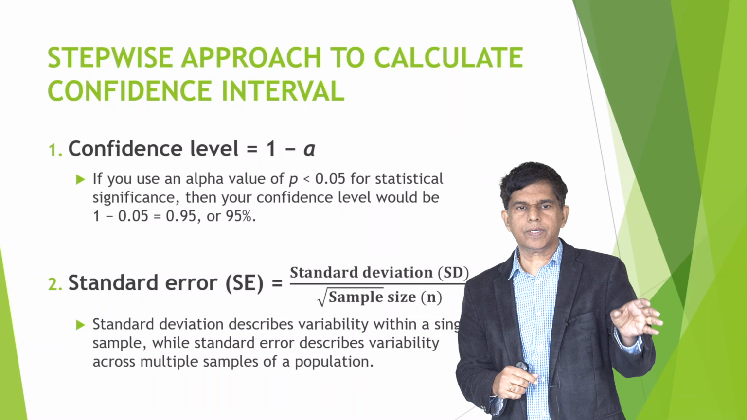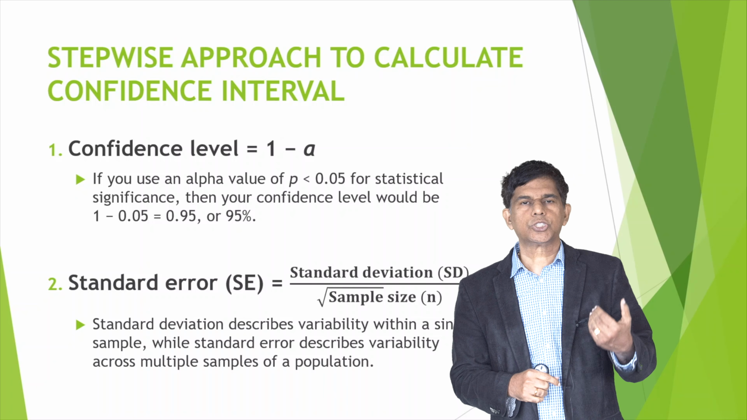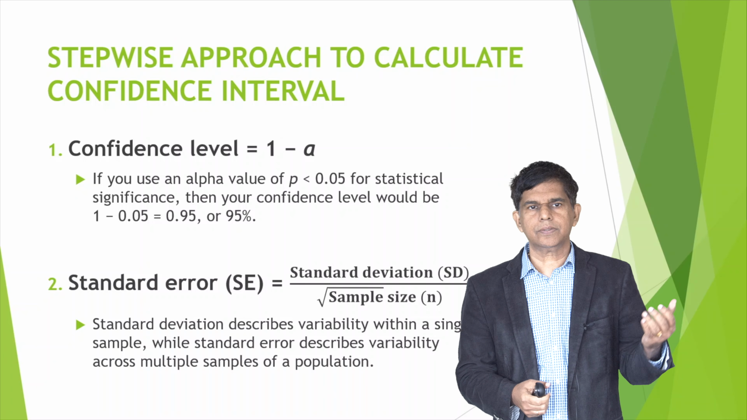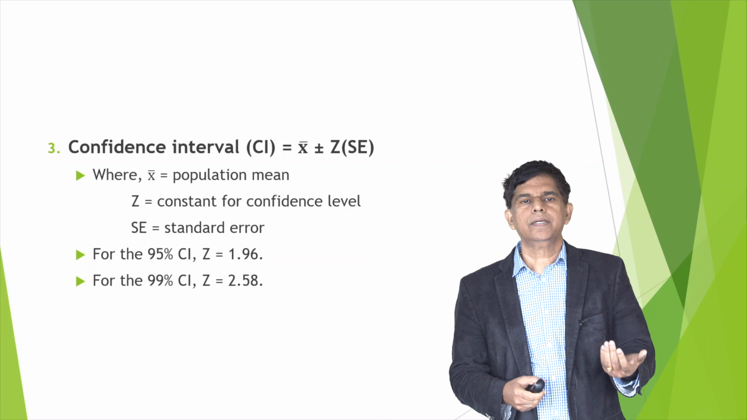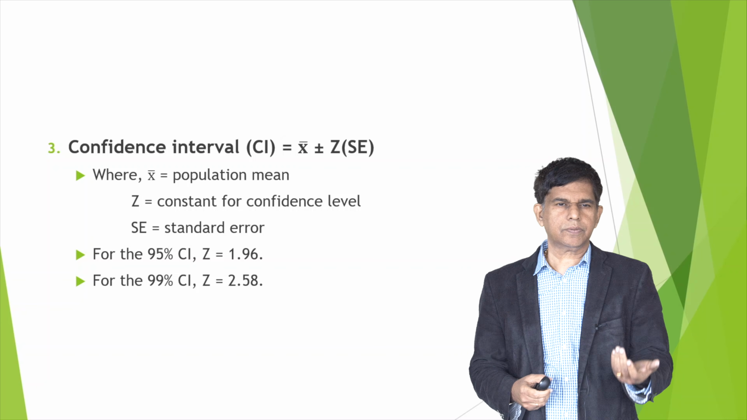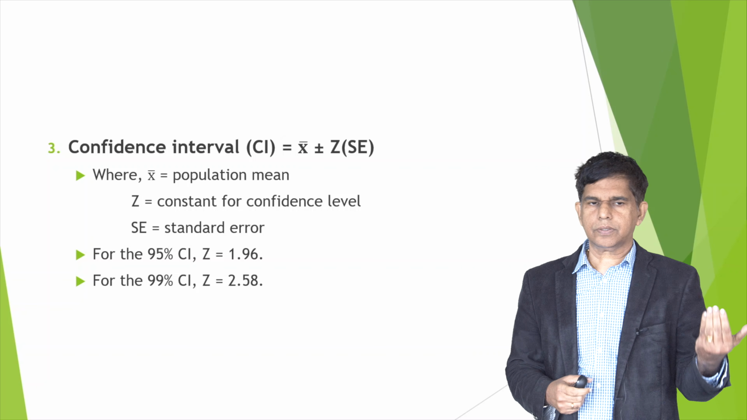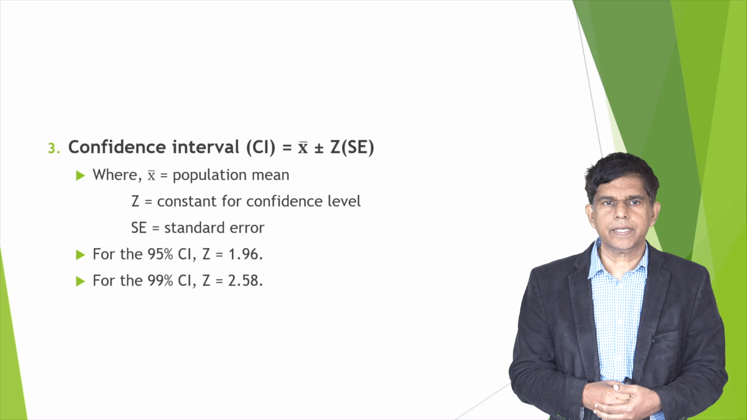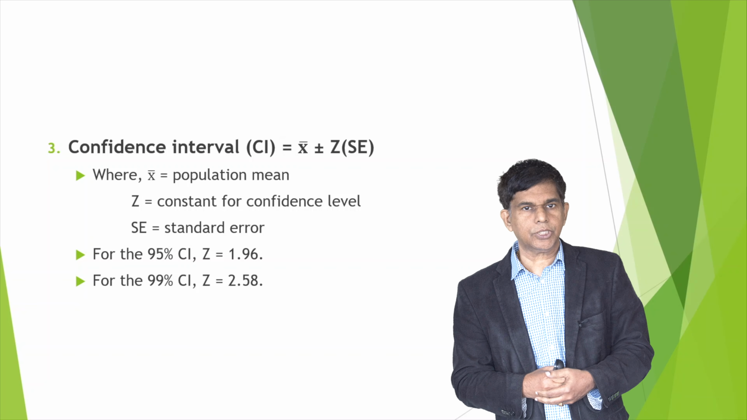Next, you have to calculate the standard error, which is the standard deviation divided by the square root of the sample size. Third, you take the population mean, and then you take the z-score, which is given below. For a 95% confidence interval, the z-score is 1.96. For a 99% confidence interval, the z-score is 2.58. It's a fixed value, and you multiply the z-score with the standard error.